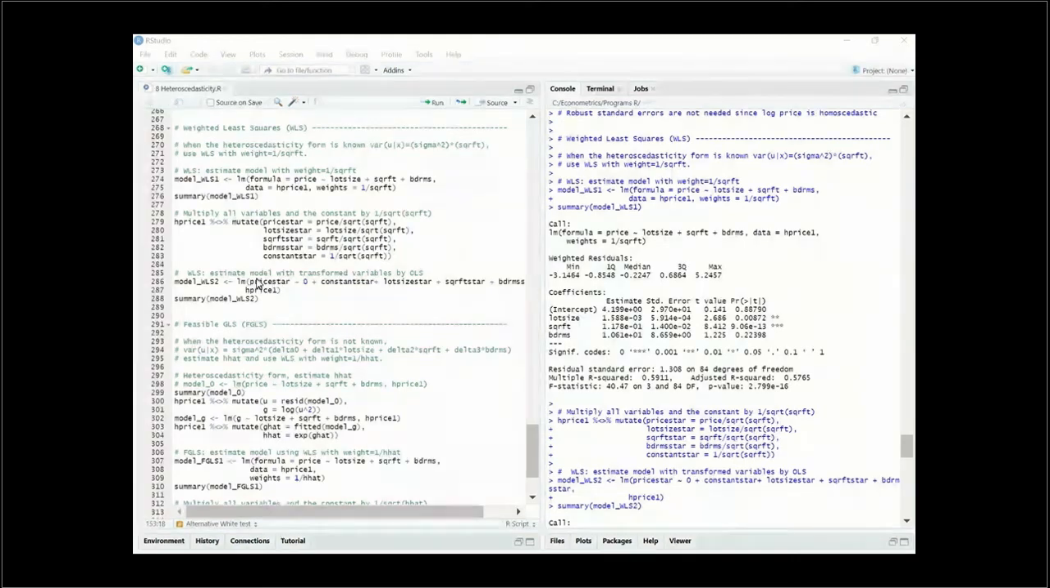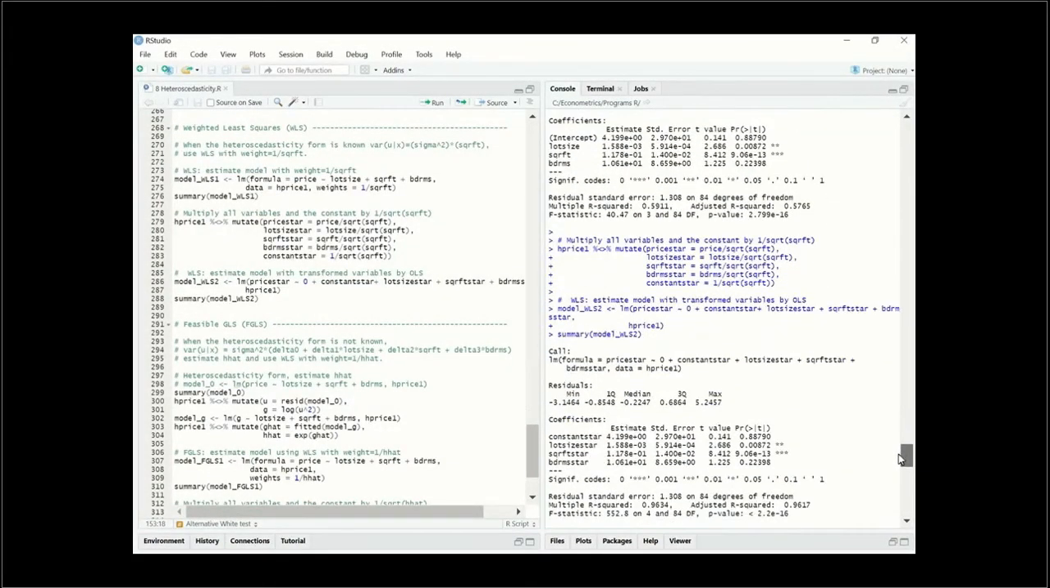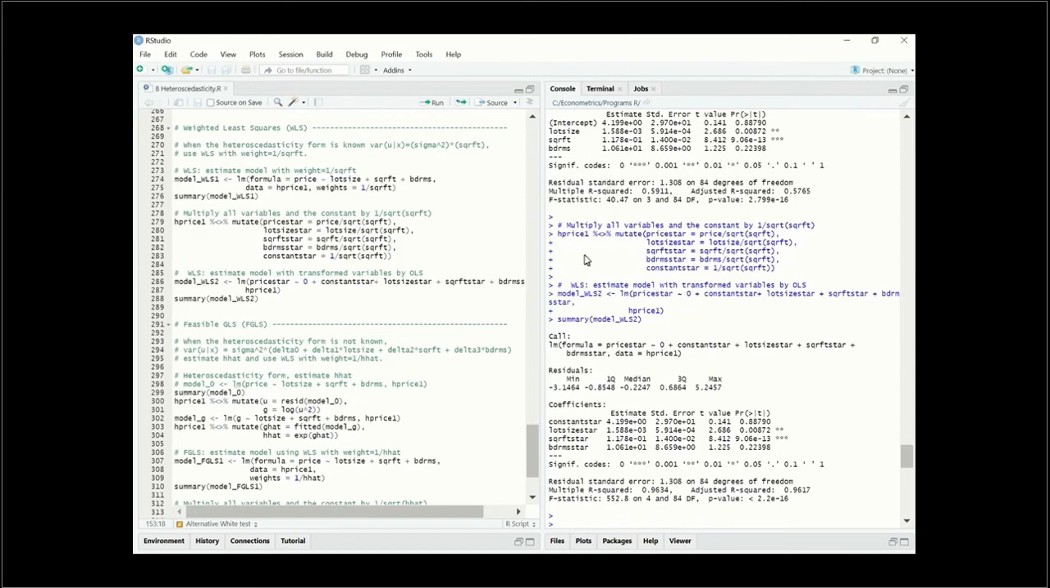So here we would have, instead of price, this price star, which is the transformed variable. It's not going to have an explicit constant, because that is now the transformed constant that we have here. And all of these starred variables are going to be included in the model right here. So this transformation is equivalent to using the weights. That's what we've seen in the lecture.